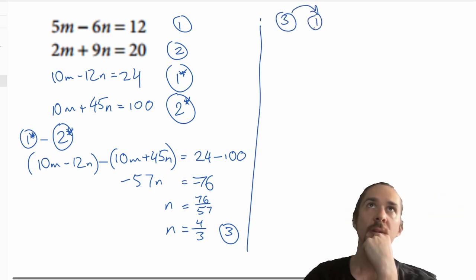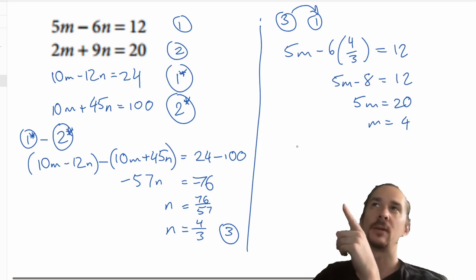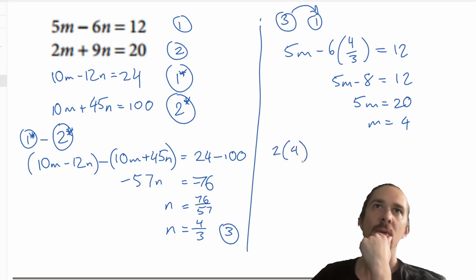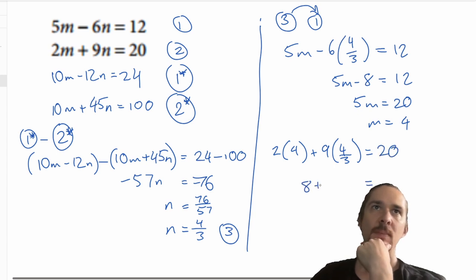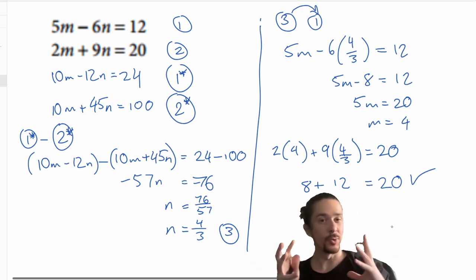3 into 1 gives us 5m minus 6 times 4 over 3 equals 12, which means 5m minus 8 equals 12, which means 5m equals 20, or m equals 4. So let's just check that with the second equation. 2 times 4 plus 9 times 4 over 3 equals 20. This is going to be 8 plus 12 equals 20, and that is true. And so we can say our final answer is, if we had x and y, we would know which order to put m and n in.